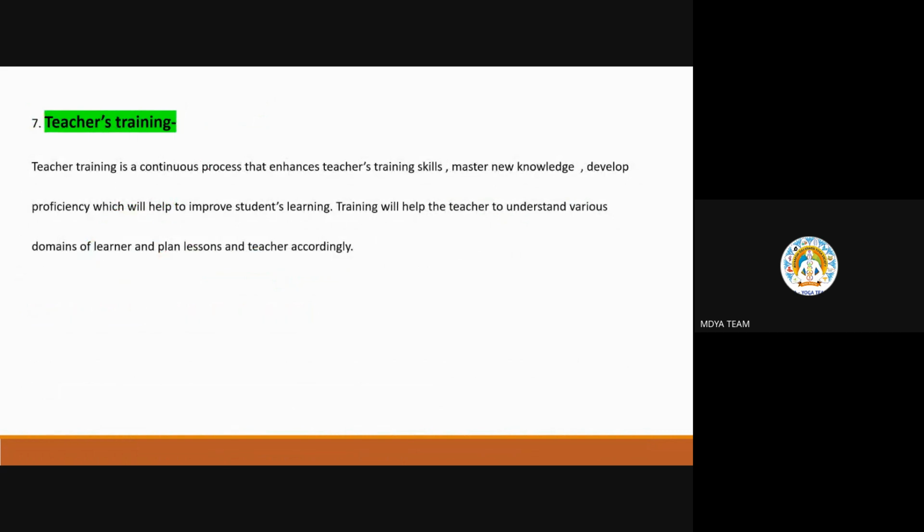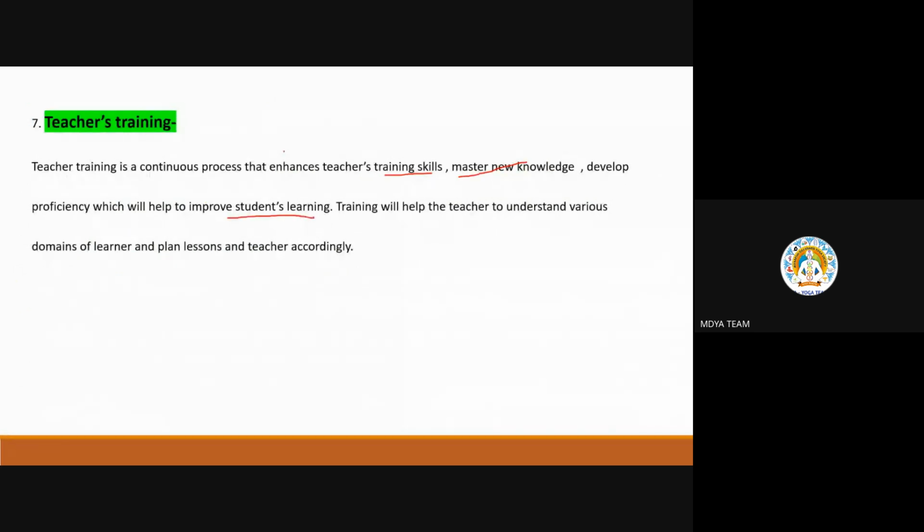Teacher training is a continuous process that enhances teachers' training skills, masters new knowledge, and develops proficiency. So the course that is B.Ed is mandatory in India. The B.Ed is a professional course, B.Ed or D.Ed, that is mandatory to become a teacher in India. So they just enhance the teacher's skills, okay? The teacher acquires new knowledge and develops proficiency, which will help to improve students' learning, okay?